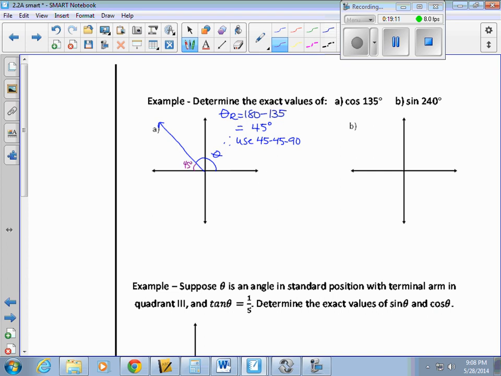Since my reference angle, and I'll write that in purple here, is 45 degrees, that means if I finish this off so that it is a 45, 45, 90 triangle, now according to my special triangle, my legs are 1 and my hypotenuse is square root 2.